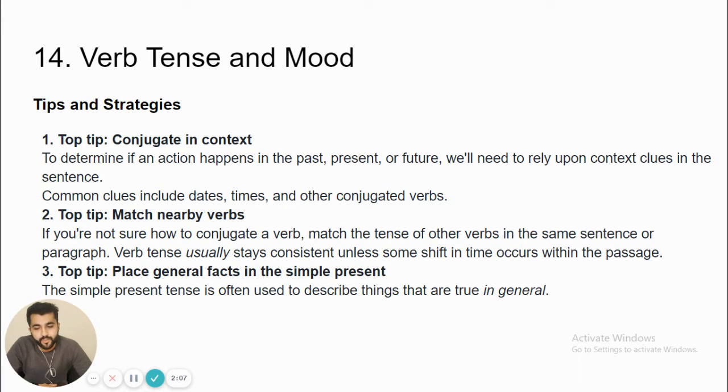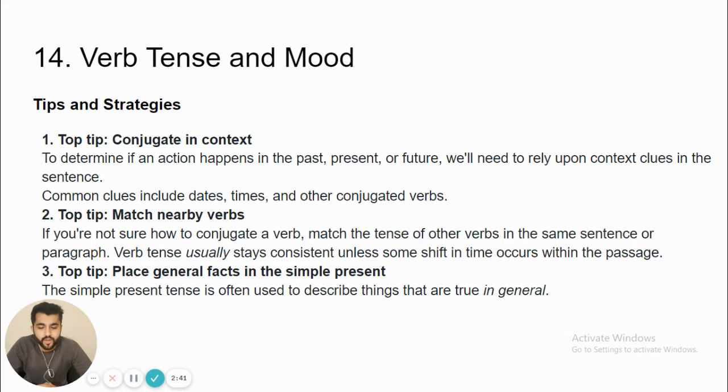Tips and strategies. Number one, conjugate in context. To determine if an action happens in the past, present, or future, we will need to rely upon context clues in the sentence. Common clues include dates, times, and other conjugated verbs. Number two, match nearby verbs. If you're not sure how to conjugate a verb, match the tense of the other verbs in the same sentence or paragraph. Verb tense usually stays consistent unless some shift in time occurs within the passage.